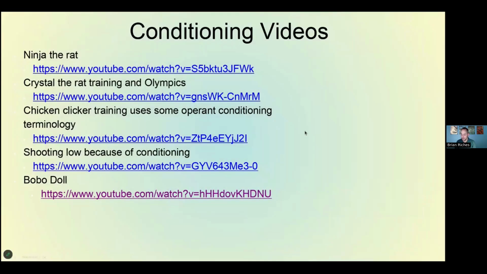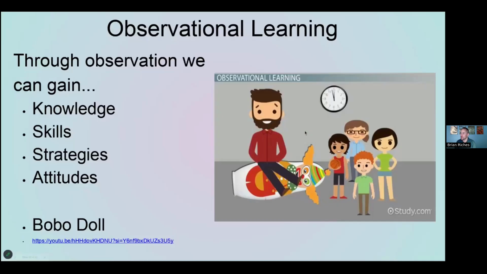Trying to pause it with the kid and the Bobo doll in the same shot, but that's okay. I think we've got a picture of it in the slides anyway, so maybe I'll just scroll back to that picture in, oh, there we go. Yep, picture in the slides.